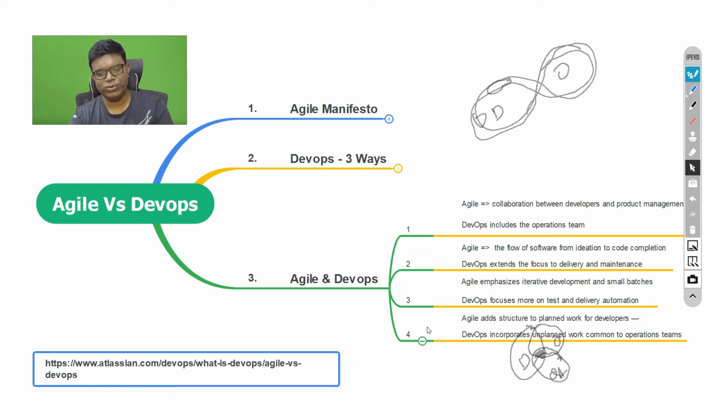And the next one is that Agile adds structure to planned work for developers. We discussed this previously. DevOps incorporates unplanned work common to operations teams, right? So Agile discusses planned work for developers, whereas in an operations team, if there is an outage, what do we do? And if one of the data centers goes down, what do we do?